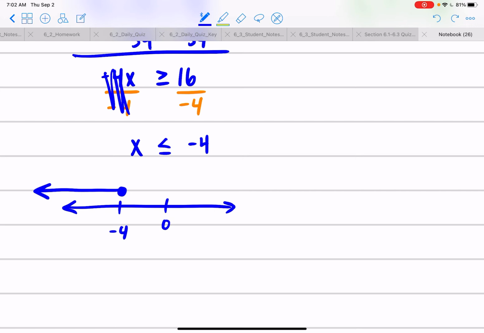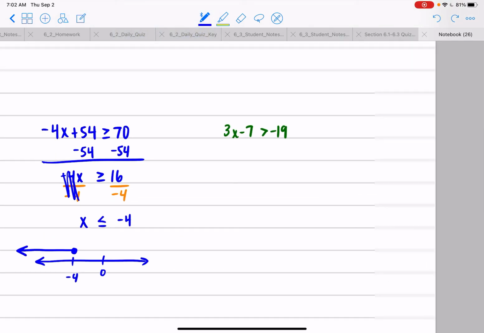A couple other things. If this is less than or equal to, this needs to be a solid dot. Okay, so fill that in solid for less than or equal to. If it was just less than, then you'd have an open dot here, okay? So if it's just less than, you'd have an open dot. But since it's less than or equal to, we shade that in, okay? All right, let's do another one.